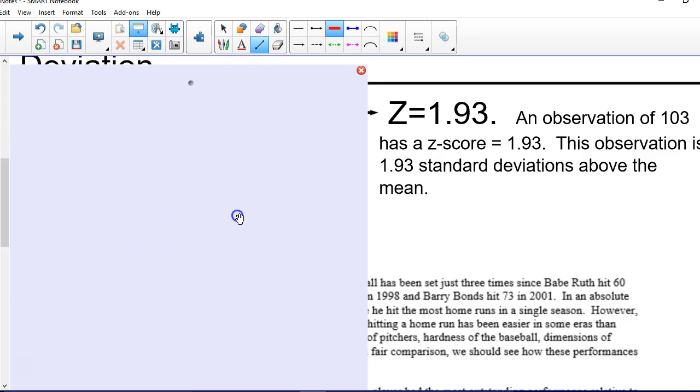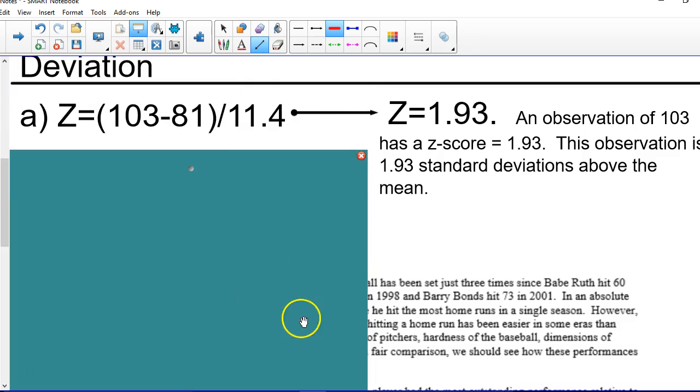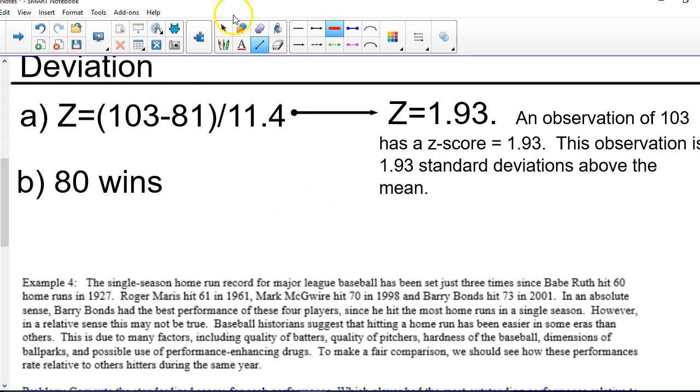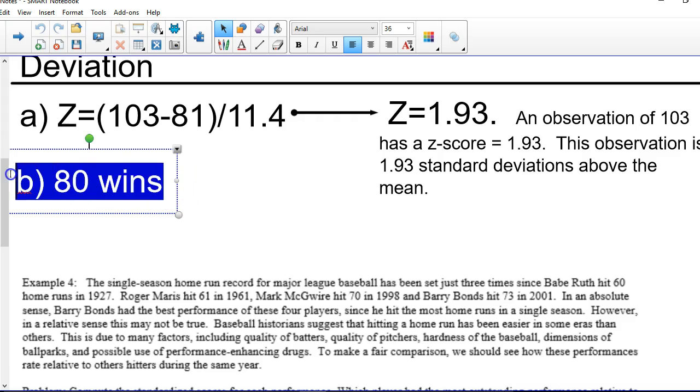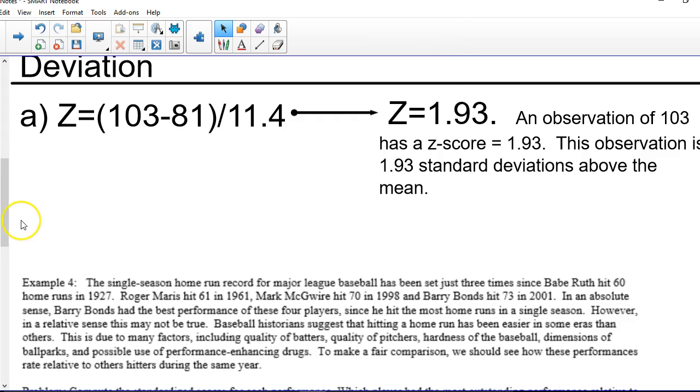Okay, so moving on. Pause if you need to re-listen to anything. I'm going to cross off part B because I don't want to waste more time. I want you to try it on your own. And I want you to glue down example 4. I'm going to read through it here. The single season home run record for Major League Baseball has been set just 3 times since Babe Ruth hit 60 home runs in 1927. Roger Maris hit 61 in 1961, Mark McGwire hit 70 in 1998, and Barry Bonds hit 73 in 2001.